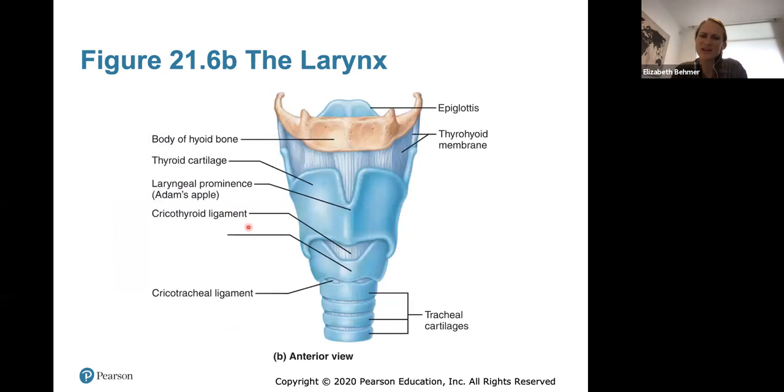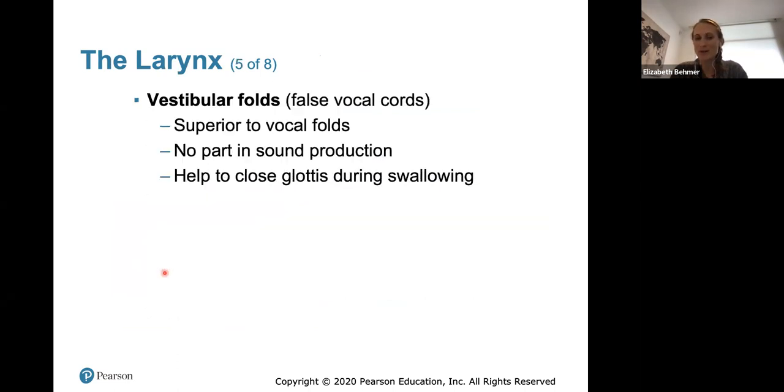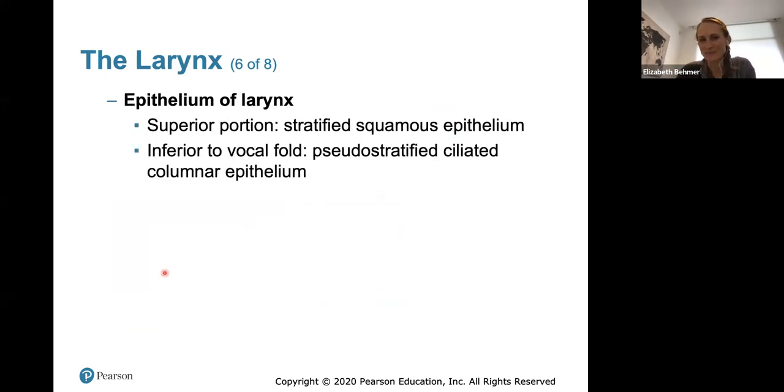So here's a look at the larynx and the different cartilages that cover and surround the larynx to keep it open. The vocal folds, we have vocal ligaments, which are your true vocal cords. The glottis is the opening between the two. The folds will vibrate to produce sound as air rushes up from the lungs. The vestibular folds are false vocal folds or cords. They're not involved in sound production, and they just help to close the glottis during swallowing.